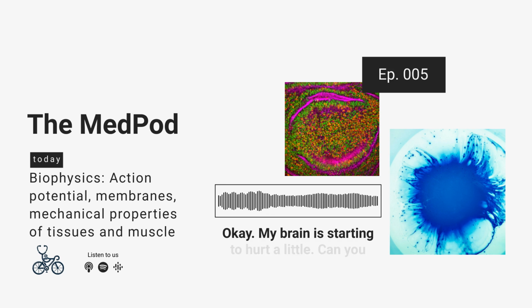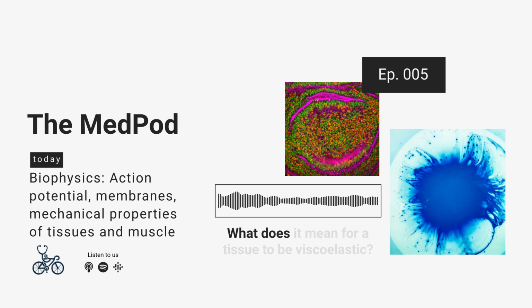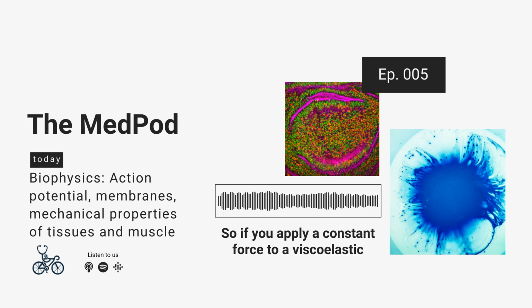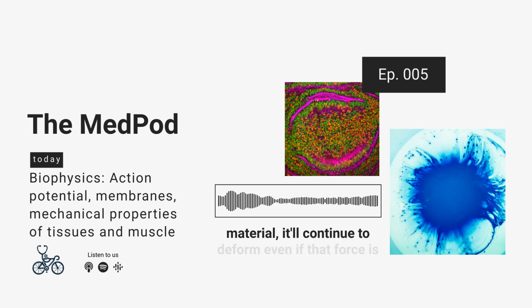Okay, my brain is starting to hurt a little. Can you break down some of these time-dependent properties? What does it mean for a tissue to be viscoelastic? Well, for example, viscoelastic materials can creep. That means they slowly deform over time under constant stress. So if you apply a constant force to a viscoelastic material, it'll continue to deform, even if that force is relatively small.